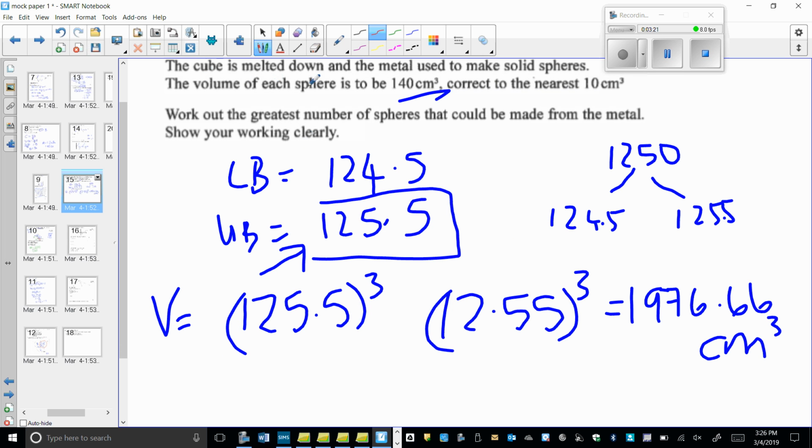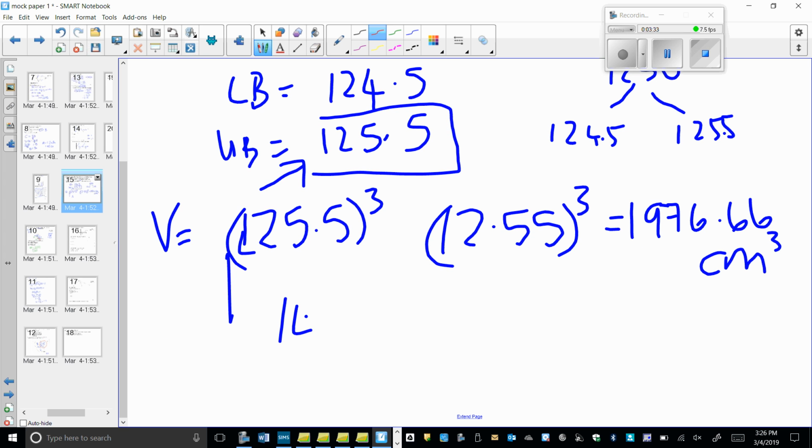So each sphere has to be 140 correct to the nearest 10. So again, we want to find our limits for our volume of our sphere. So if we've got 140 to the nearest 10, that means this is the digit that's been rounded. So we don't need to add zeros because we've already got one. So our lower bound is 135 and our upper bound is 145.